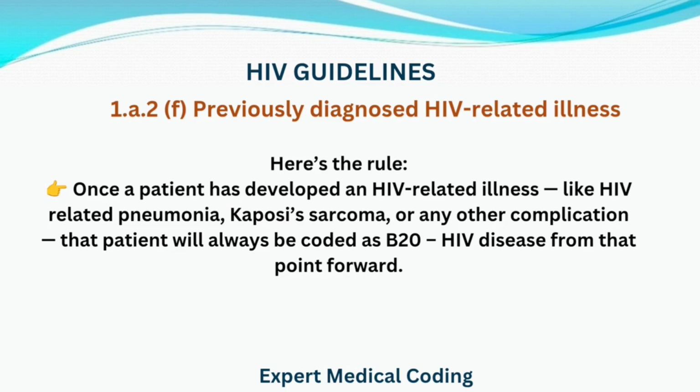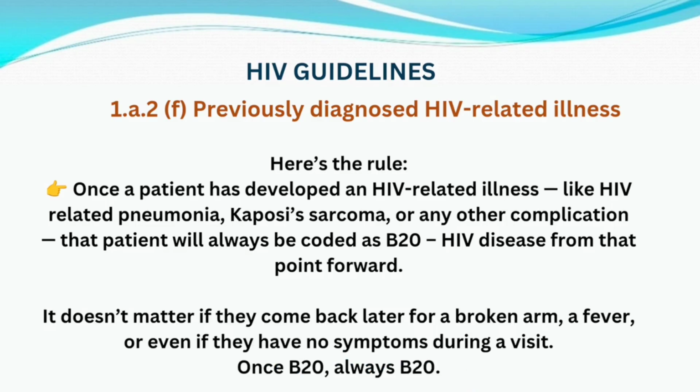Okay, here is the rule. Once a patient has developed an HIV related illness like HIV related pneumonia, HIV related Kaposi sarcoma or any other HIV related complication, that patient will always be coded as B20, HIV disease, from that point forward. It doesn't matter if they come back later for a broken arm, a fever, or even if they have no symptoms during a visit. Once B20, means always B20.